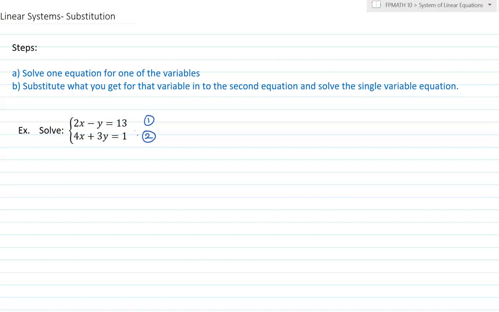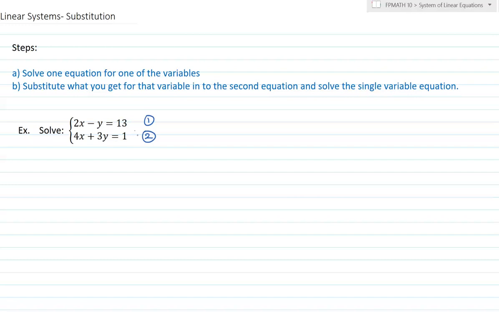And basically, the steps are that first you have to solve one of the equations for one of the variables. Usually you want to choose an equation that is easier to solve for one of the variables. I mean, you want to stay away from fractions if you can. Sometimes you can't, but most of the time you can. And then once you have that equation solved or rewritten in terms of one of the variables, then you can go ahead and substitute that into the second equation. So let me show you how that's done.